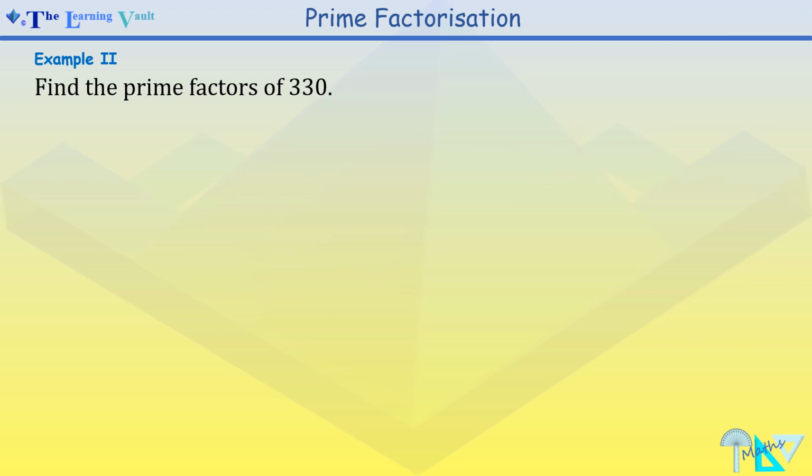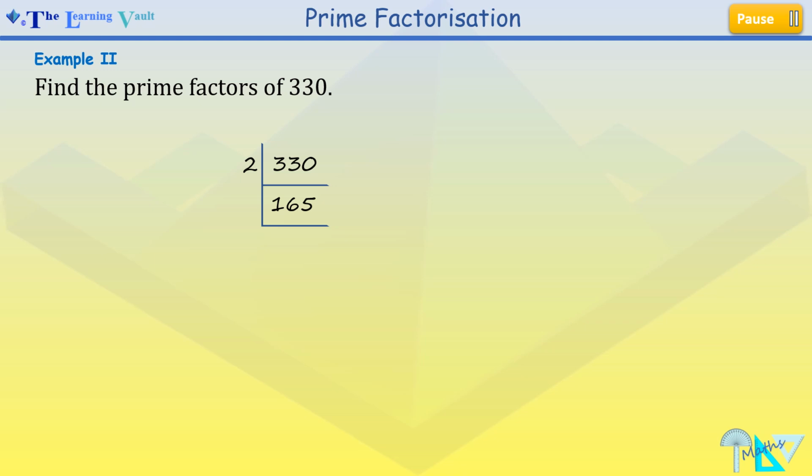Example 2. You may pause and have a go. Now by division, let's break down 330. We'll start with 2 since it's an even number. So 2 into 330 will give us 165. Now this number is divisible by 3. If you decide to use 5, you will still get the same prime factors. But knowing that 165 is divisible by 3, I'm going to use 3 here.